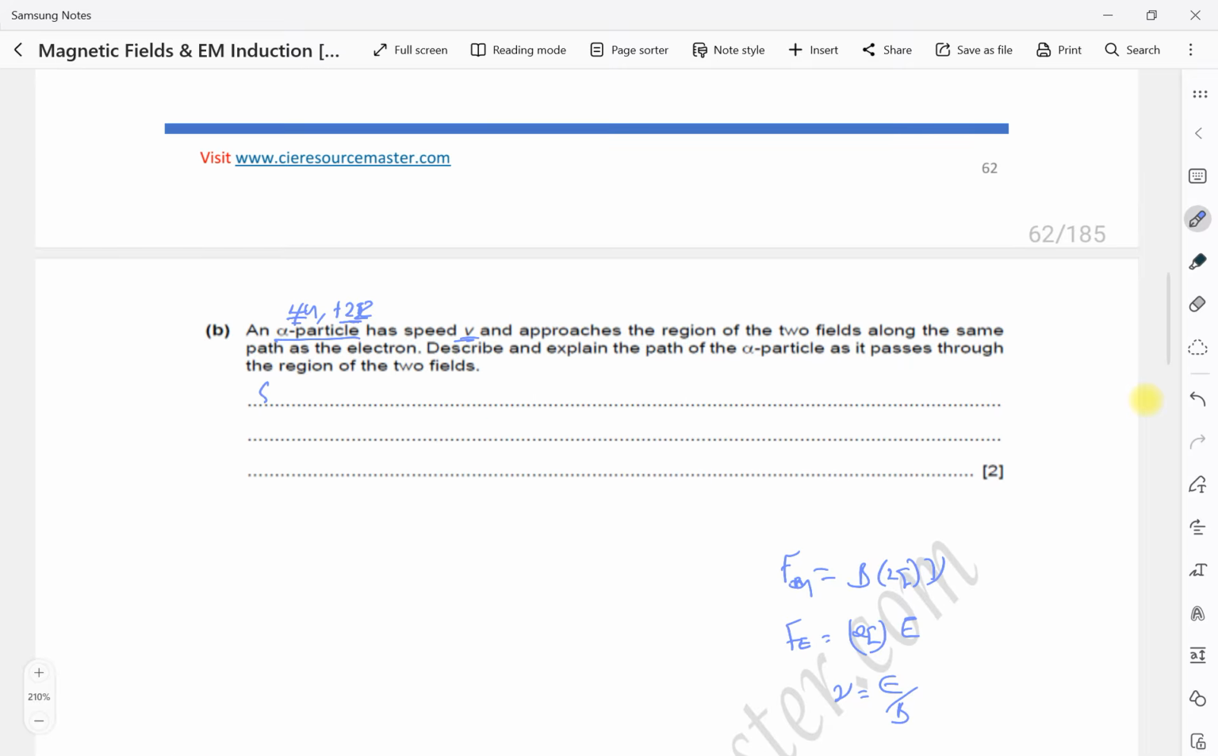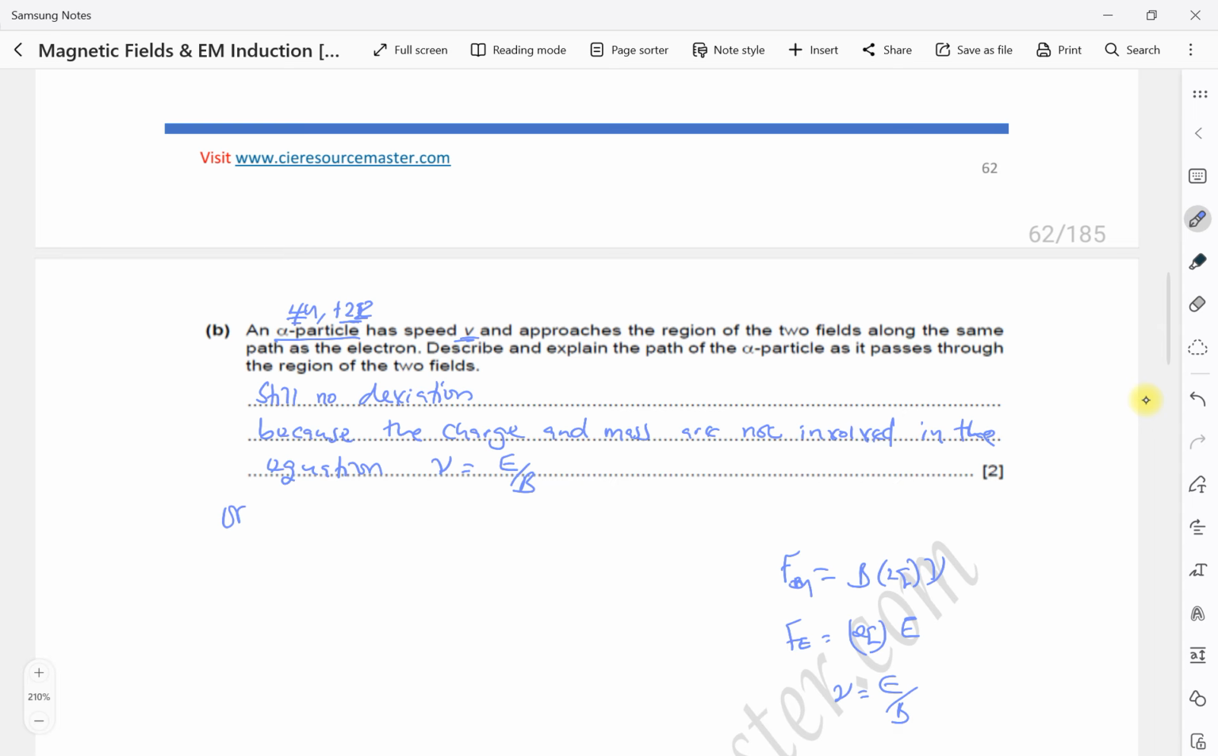So the answer here is still no deviation or no deflection, because the charge and mass are not involved in the equation V equals E over B. So you could say because the force due to the electric field and the force due to the magnetic field are both going to be doubled, so E, B, and V do not change.